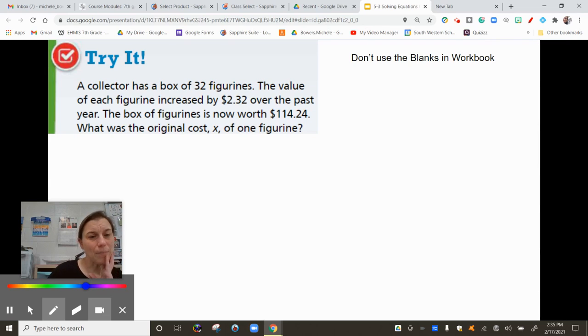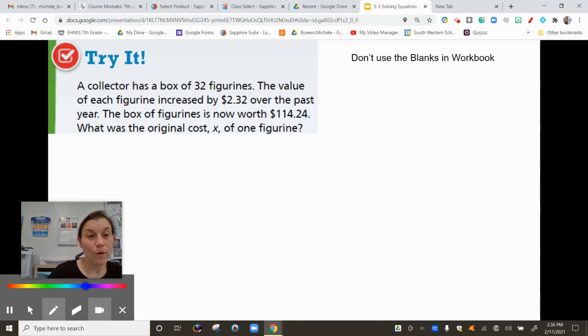A collector has a box of 32 figurines. The value of each figurine increased by $2.32 over the past year. The box of figurines is now worth $114.24. What was the original cost X of one figurine?